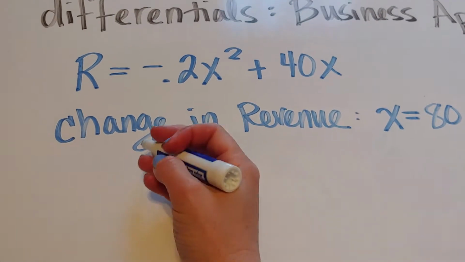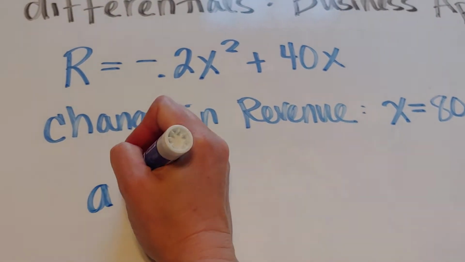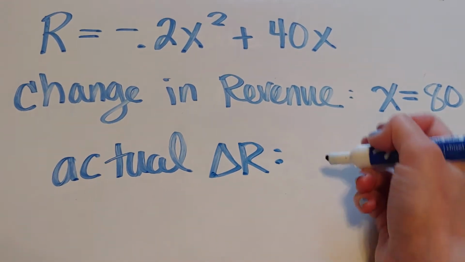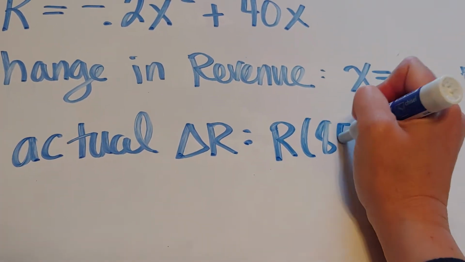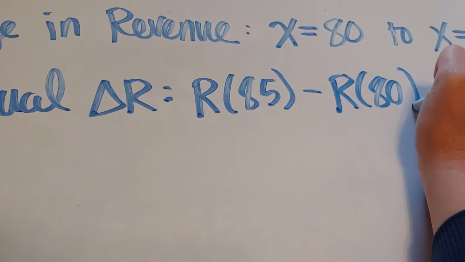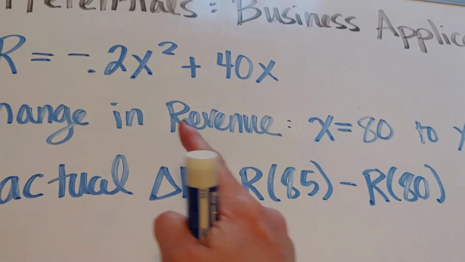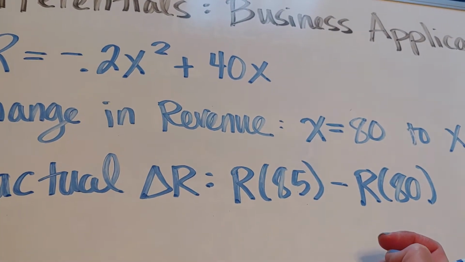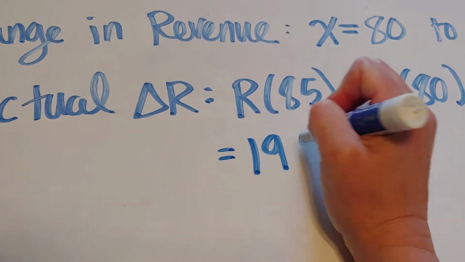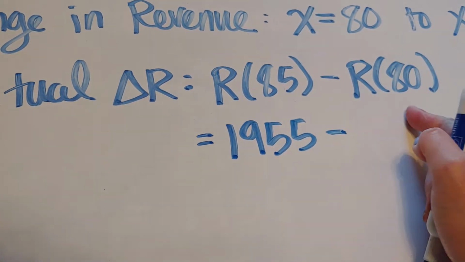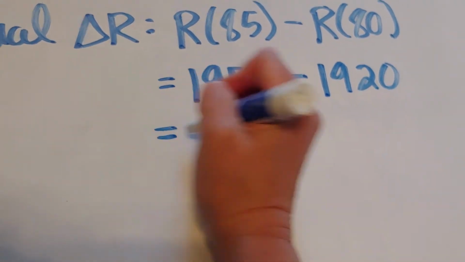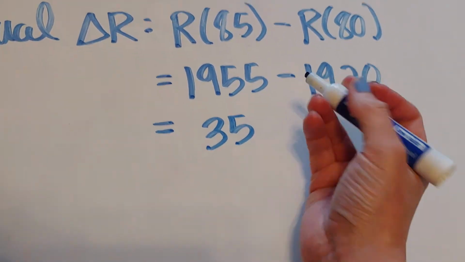The actual change would be R evaluated at 85 minus R evaluated at 80. If you plug 85 into that function, negative 0.2 times 85 squared plus 40 times 85, you're going to get 1955. And when I plug 80 into that function, you're going to get 1,920. So the actual change in revenue is a positive 35.